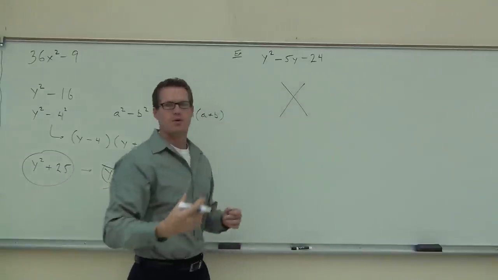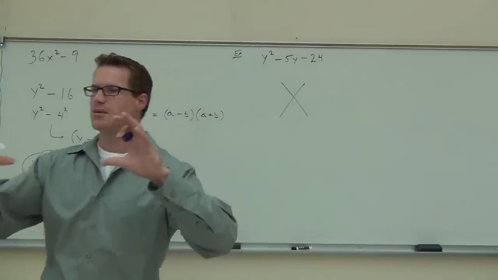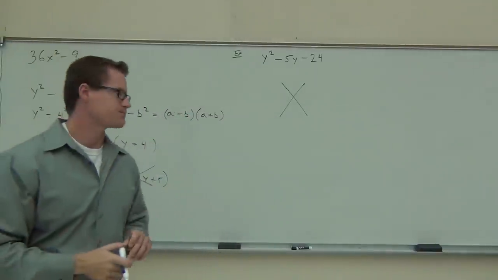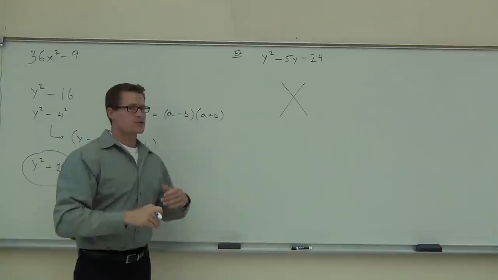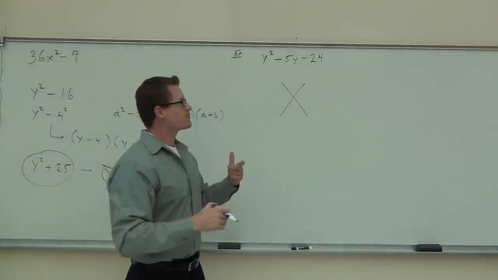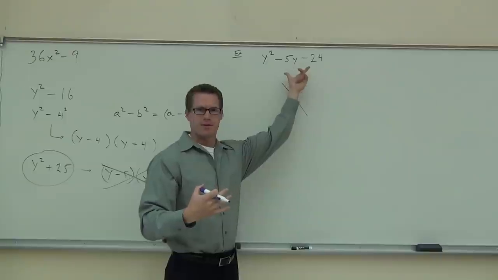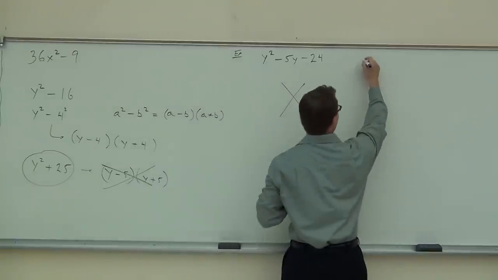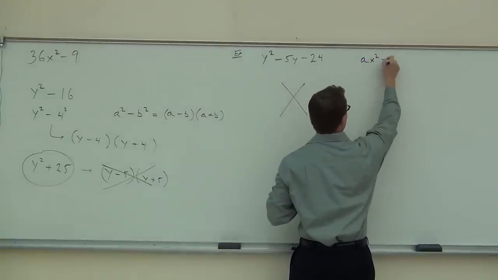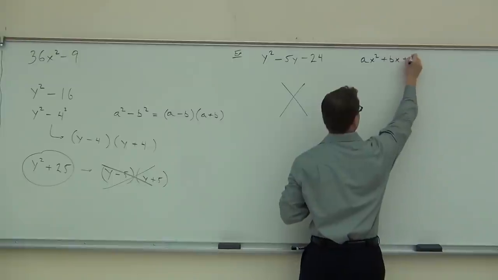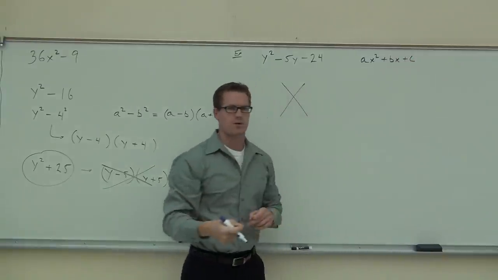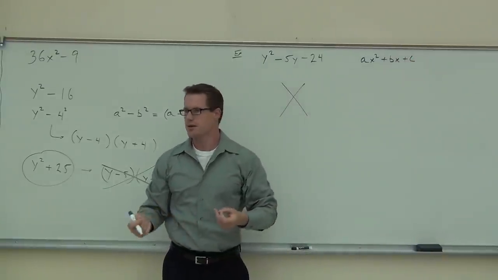It's really just a graphic organizer that helps you organize these numbers in a way that you can see them. Here's what we do. First thing I've got to tell you is every single trinomial, that's just a three-term polynomial like we have here, is of the form ax squared plus bx plus c. Have you ever seen that before? Yeah. Okay.